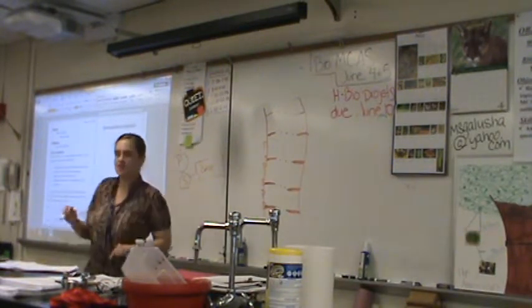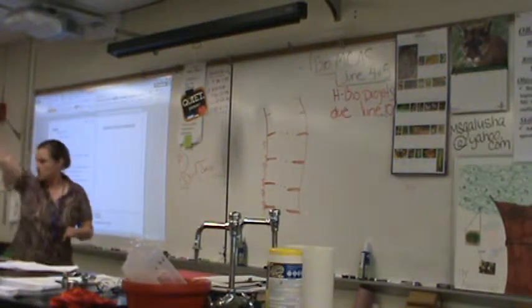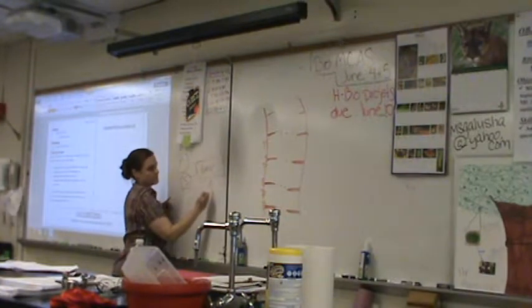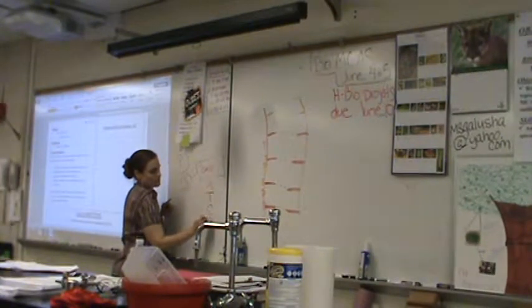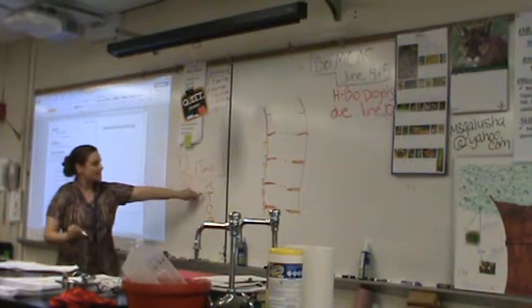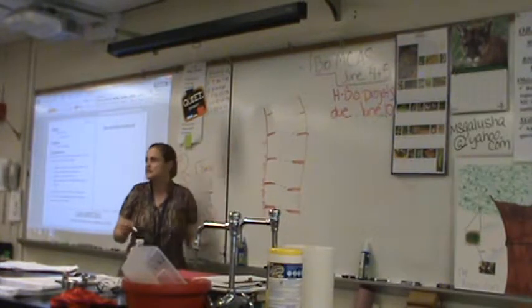What 4 nitrogenous bases can you have in DNA? Raise your hands. Good. Guanine. So adenine, thymine, cytosine, and guanine. These can be the different bases in DNA.